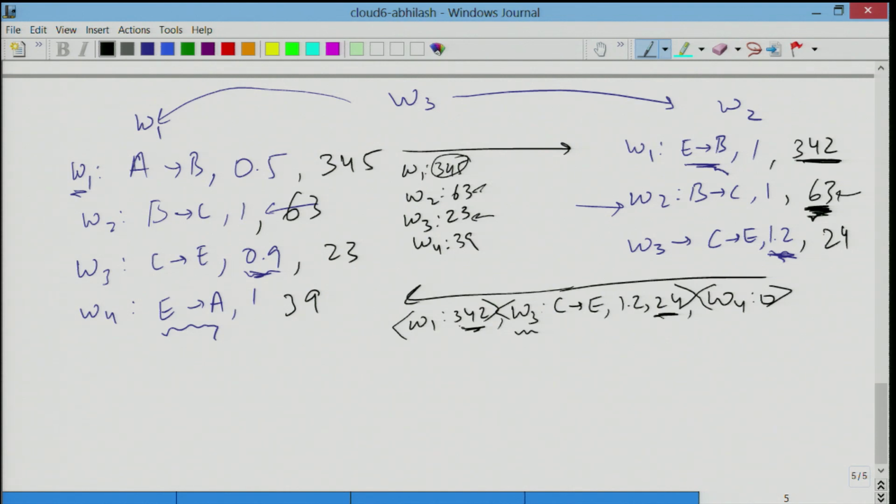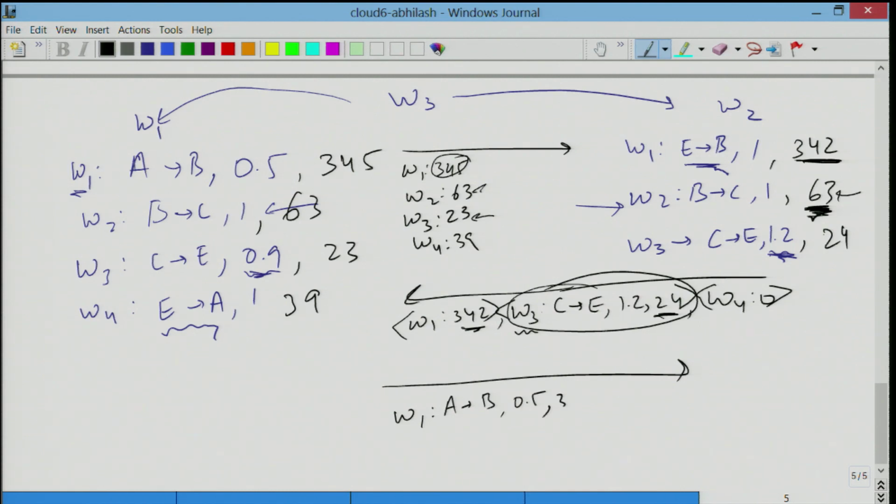Then W1 can apply these updates of W3 and it can send what W2 wanted. So it can send that, by the way, W1 is now handling A to B, load is 0.5, clock is 345, and W4 is handling E to A. So in just 3 exchanges, we know everything about everyone, or both of us are updated. That's the idea of the gossip protocol.